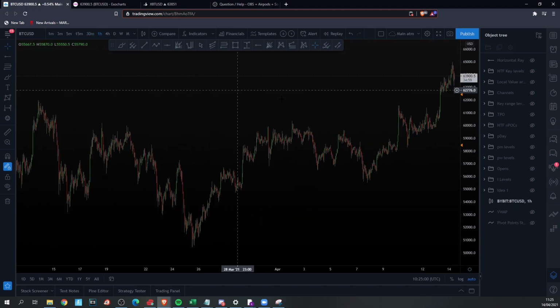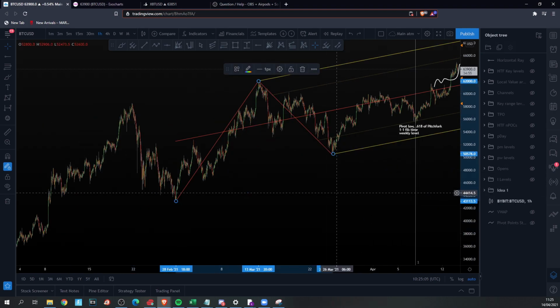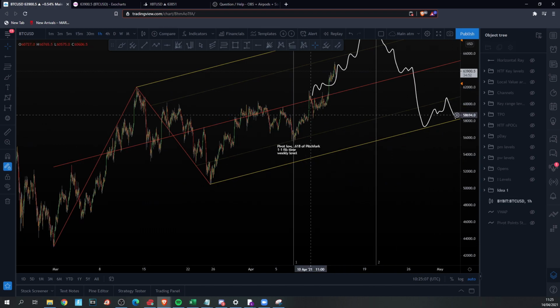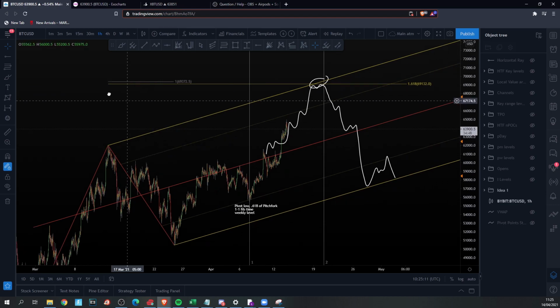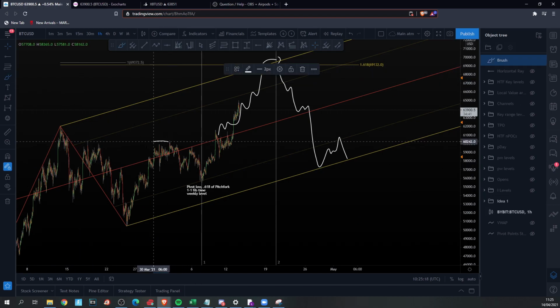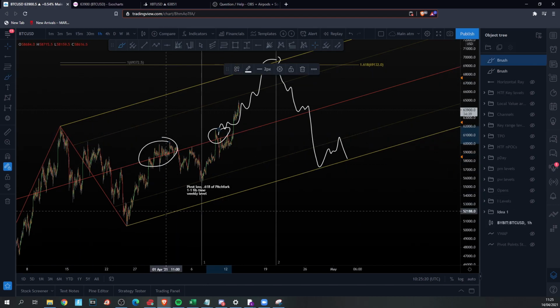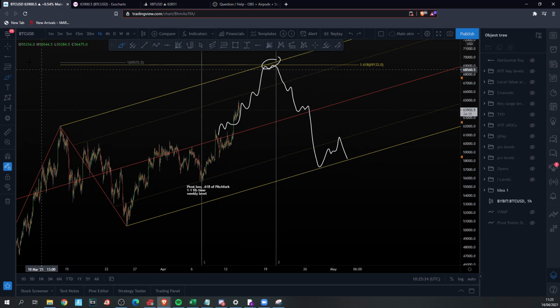But yeah, here is one of my plans, which I had planned out from around this region here. It's a pitchfork, which seems to be really well respected, I think, in terms of the midpoint and the 618 of the pitchfork. Yeah, and that's really what I'm looking at.